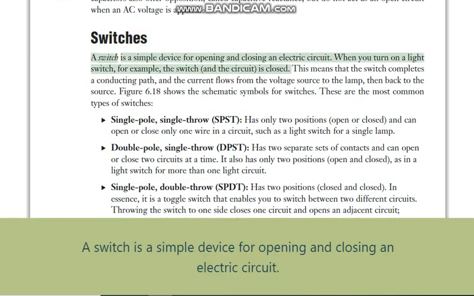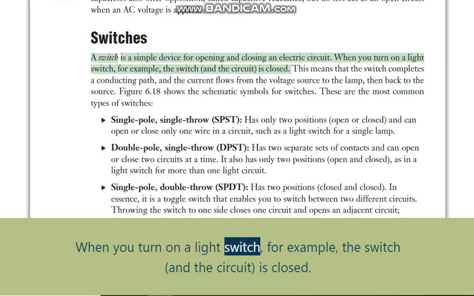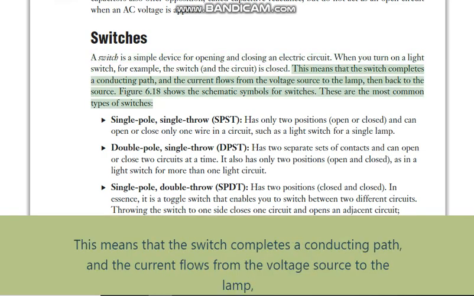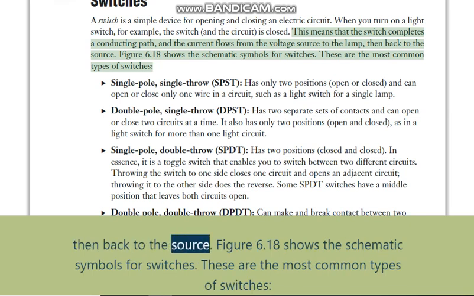Switches. A switch is a simple device for opening and closing an electric circuit. When you turn on a light switch, for example, the switch and the circuit is closed. This means that the switch completes a conducting path, and the current flows from the voltage source to the lamp, then back to the source. Figure 6.18 shows the schematic symbols for switches. These are the most common types of switches.